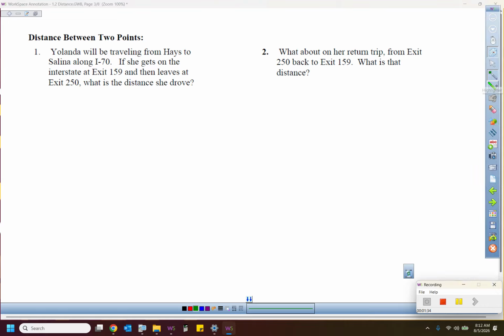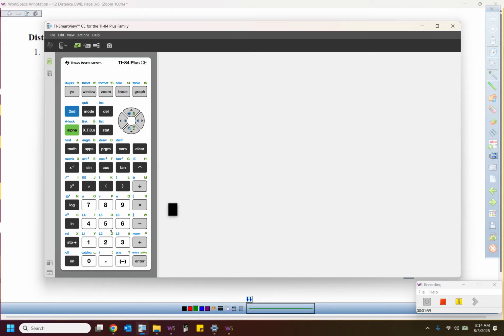Well, since the interstate is kind of like a number line, I don't know if you knew that or not, but every one of the markers out there is for a mile. So it's just like a big fancy number line. The only thing is it's not perfectly straight, but we can just subtract these from each other. So if we took 250 minus 159, and of course we can definitely use a calculator if we need to, so 250 minus 159.